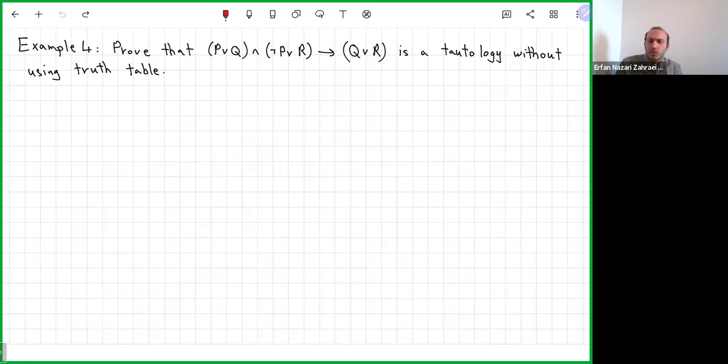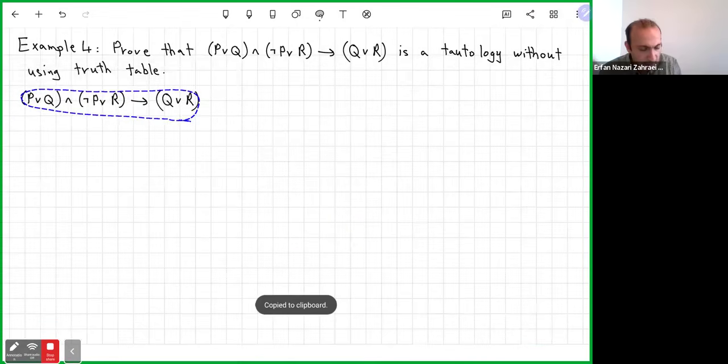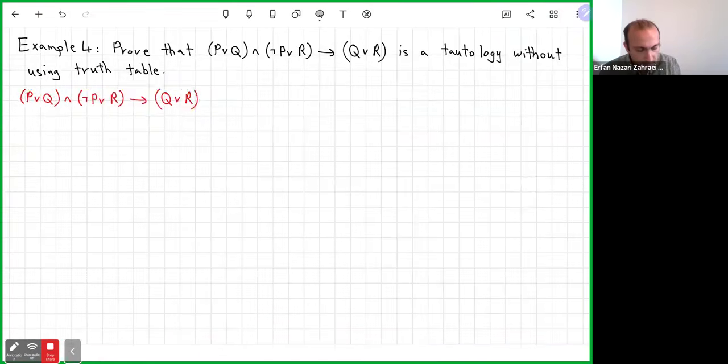But think about tautology. What was tautology? Tautology is a statement that is always true. So I want to prove that this statement is equivalent to an always true statement. Basically, I want to prove this is equivalent to T. Now it's in terms of logical equivalences. So let me use my rules to prove it. Let me start with my statement.